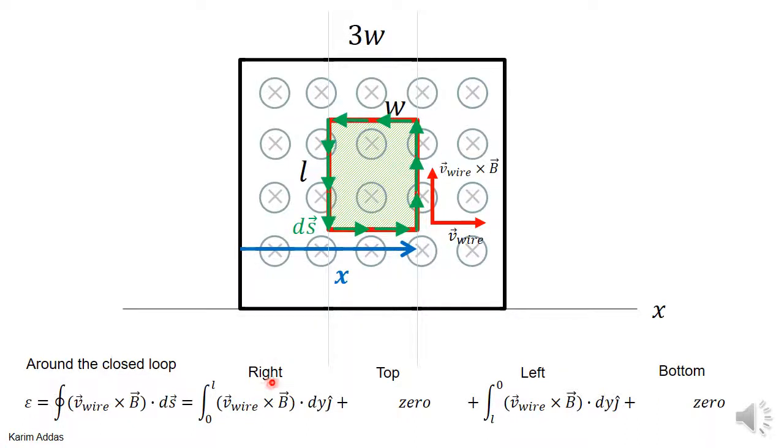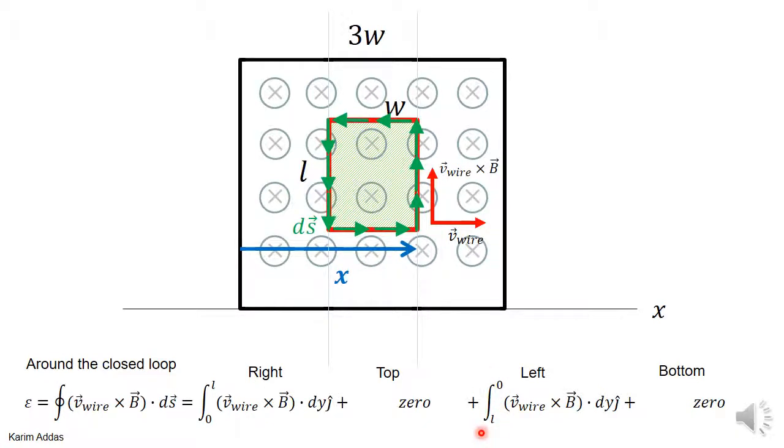We replace the ds by dy j-hat in both cases. Remember, the element of length, you always put it as dy j-hat, and you let the limits determine the sign. So here, for the right part, we're integrating from 0 to L. On the left part, we're going from L to 0. So we keep the dy j-hat the same, and we make the limits be the ones that determine the sign.